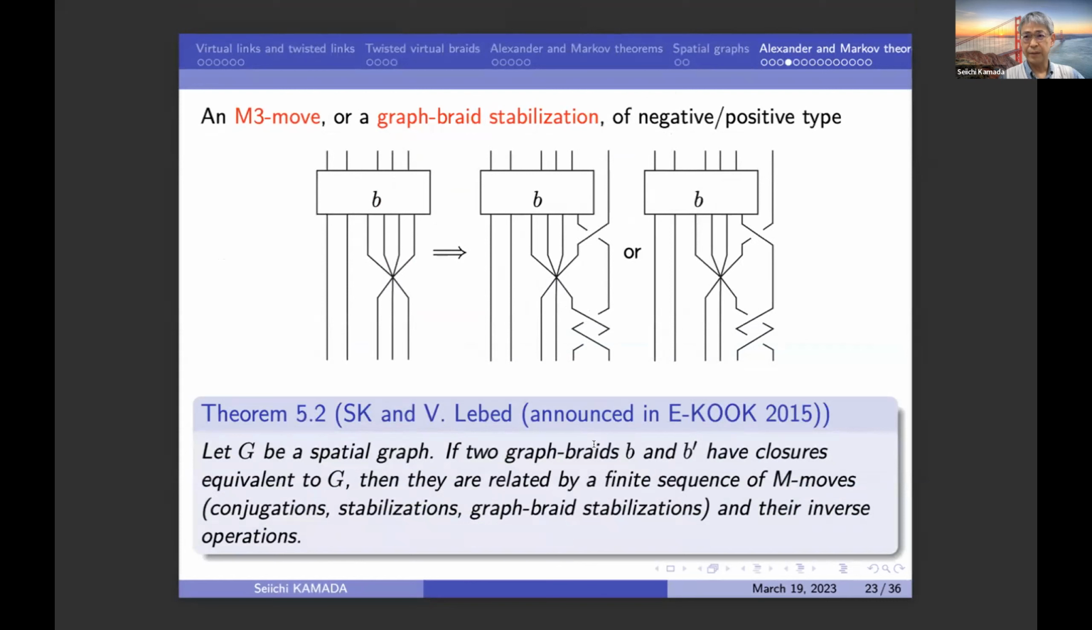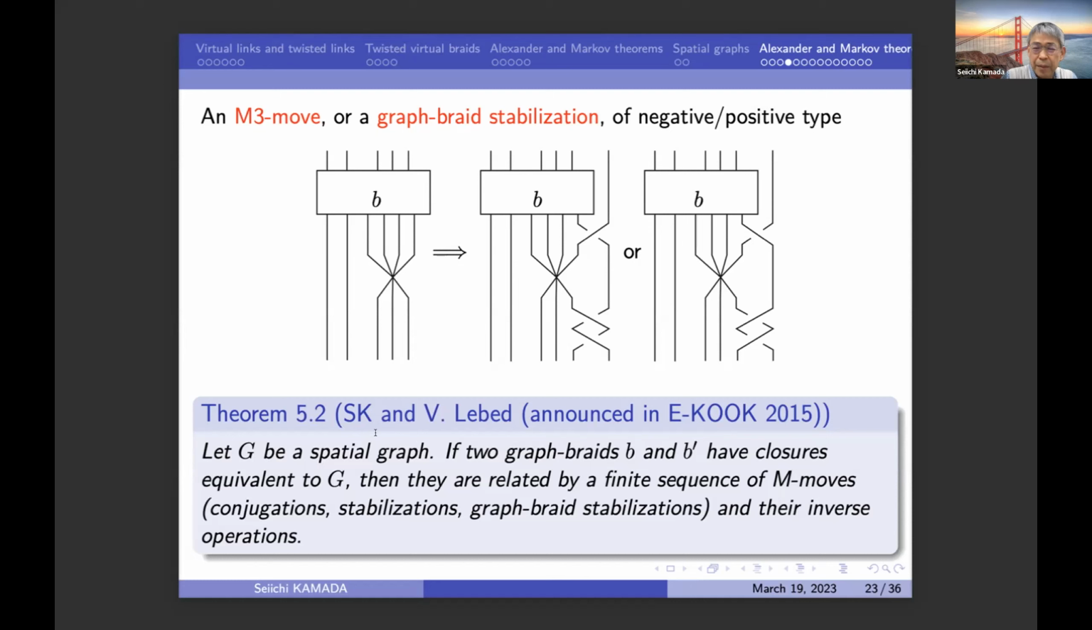Additionally, we need a third kind of move for graph braids, the M3 move, or graph braid stabilization of negative type or positive type. This is the original braid, and we add one extra strand here, and here is a positive crossing, and here are two negative crossings. This is negative type stabilization. Similarly, we add one additional strand, a negative crossing and two positive crossings. This is a positive type graph braid stabilization.